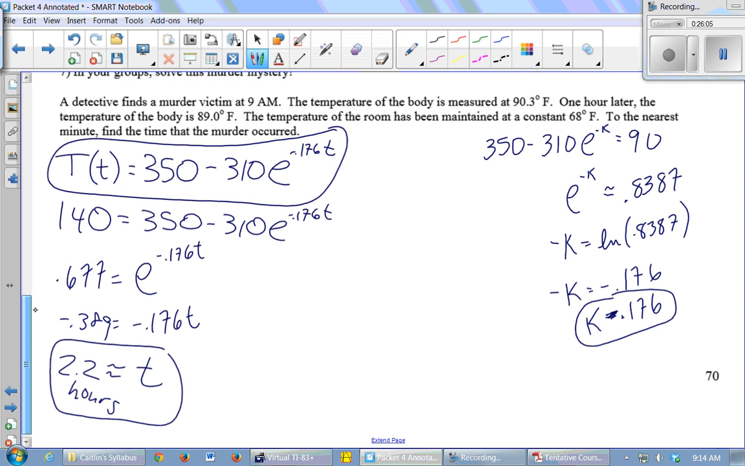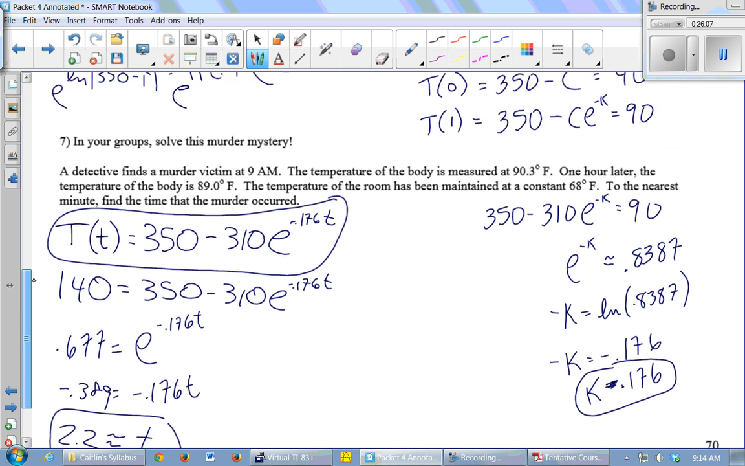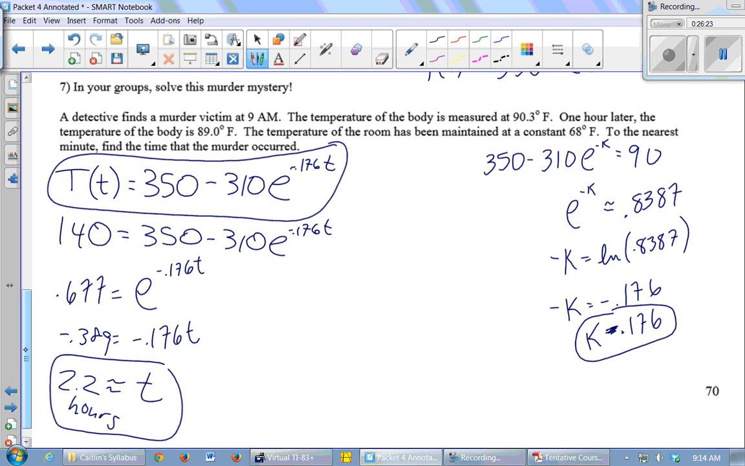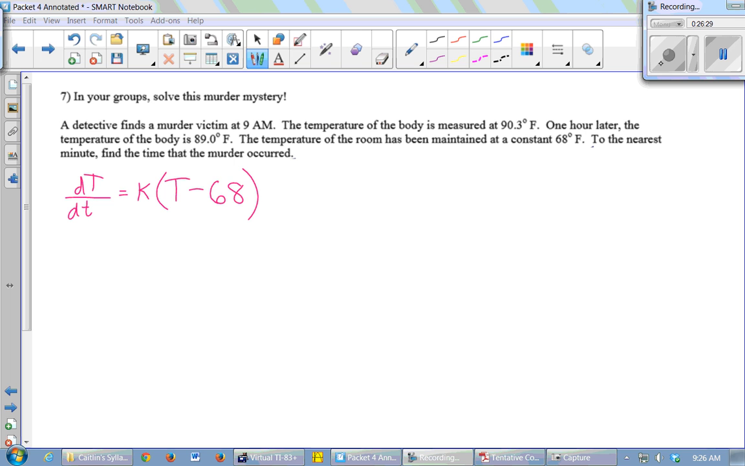All right, so that's Newton's law of cooling. This was how we translated it into a differential equation. I want you to do this again. Use Newton's law of cooling to solve this murder mystery. All right, so let's solve this together.